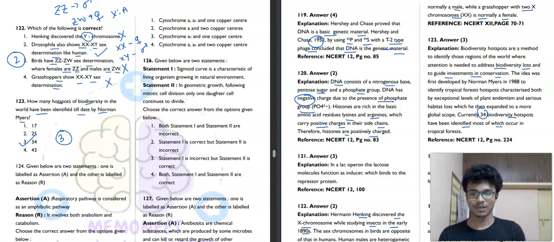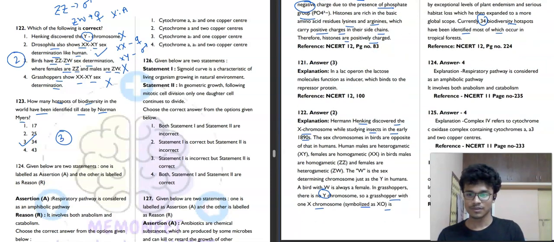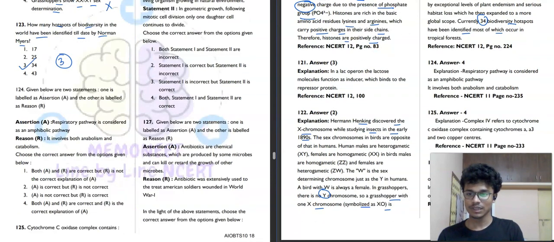Moving towards the next question, 124. Okay. So it is saying that given below are two statements, one labeled as assertion, another labeled as reason. Respiratory pathway is considered as an amphibolic pathway. It involves both anabolism and catabolism. So if we put a because here: the respiratory pathway is considered as an amphibolic pathway because it involves both anabolism and catabolism. It is correctly satisfying.